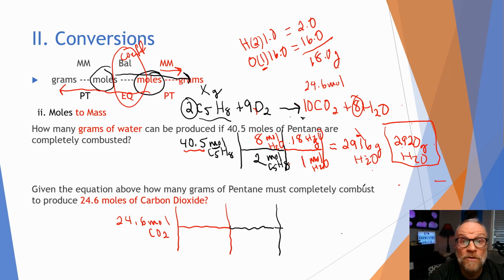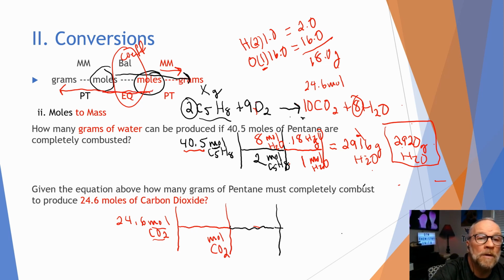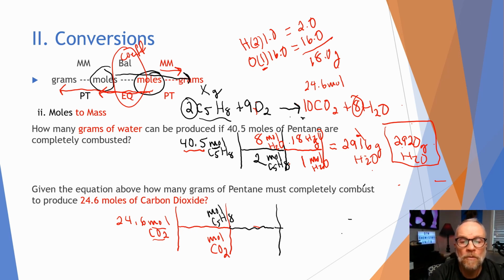Okay. All right, so what goes on the bottom of the conversion factor? Well, whatever you're starting off with, moles of CO2. The unit and the chemical, but not the number. And so we're going to have to go from moles of that guy to moles of something else. So moles, and we're solving for pentane, C5H8. So moles to moles. And then finally moles of pentane to grams of pentane. So moles to grams.